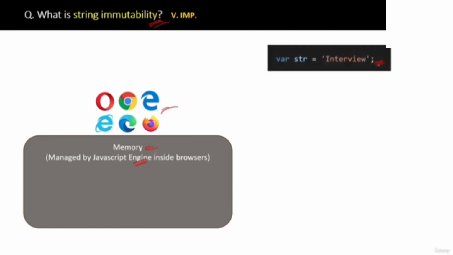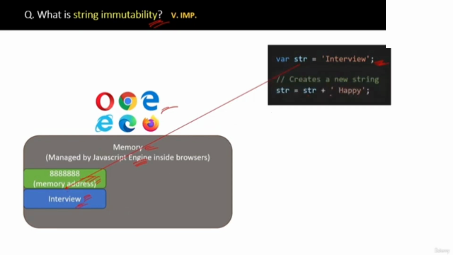What is string immutability? Very important concept to know. We know we have browsers installed on our systems, and all these browsers have the JavaScript engine inside them, right? Now the JavaScript engine has the memory to store variables and other things in our programs, okay? So whenever we create a string or variable like this, new memory is allocated to the string. That memory will have some address and data inside it, right? Now if we modify the original string like this, we might think that in the memory the address will remain the same and the value will be changed or updated. But this is not the case.